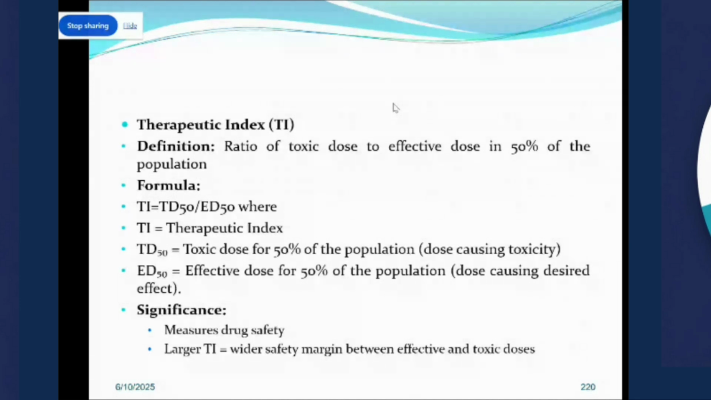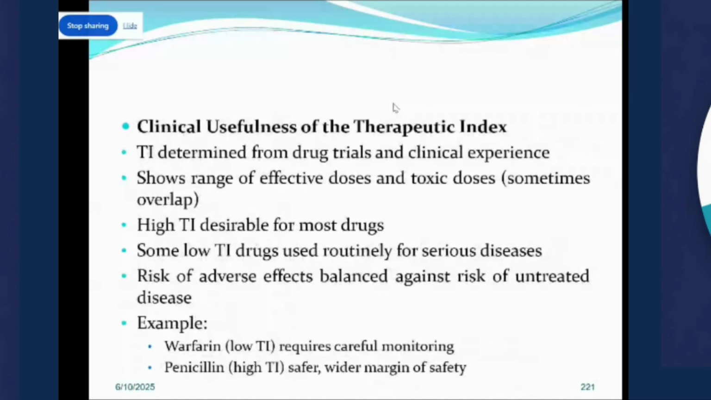The ratio gives us the therapeutic index and is a measure of the safety of the drug. If the therapeutic index is wider, then that drug has a wider margin of safety. If the therapeutic index is narrower, then the drug has a limited safety profile.